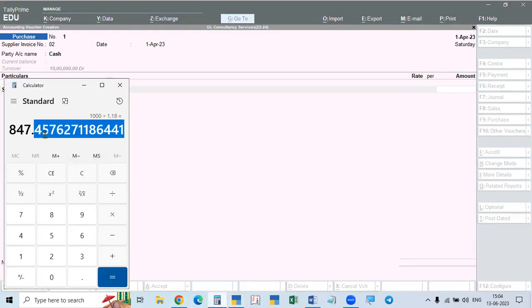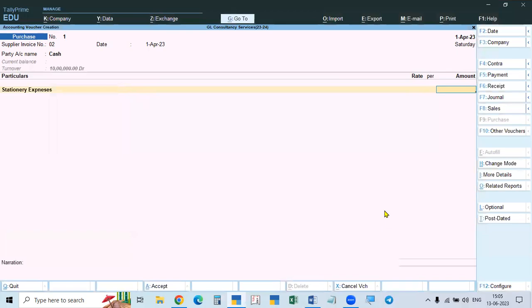It will be 847.46. For example, if the rate is 12%, we will divide that amount with 1.12. If the rate is 28%, 1.28. If the rate is 5%, we will divide by 1.05, not 1.5. So we take 1.05, 1.12, 1.18 or 1.28, like this. We have to divide the total value with 1 point tax rate. Here it is 18%, that is why we have to divide this 1,000 rupees with 1.18.